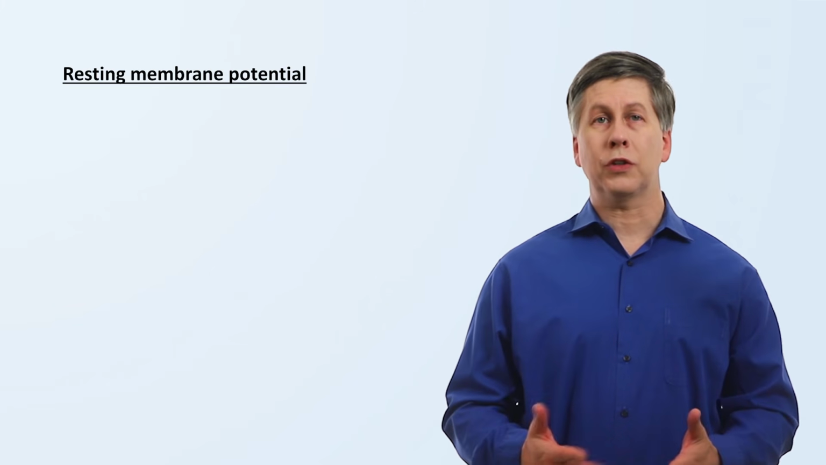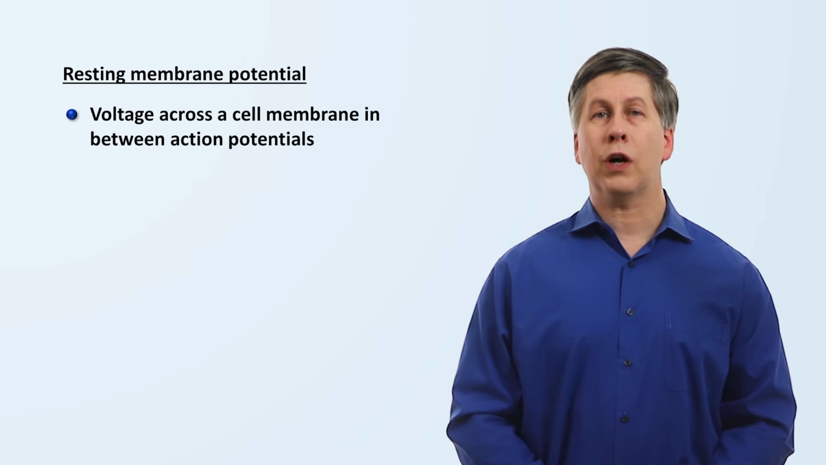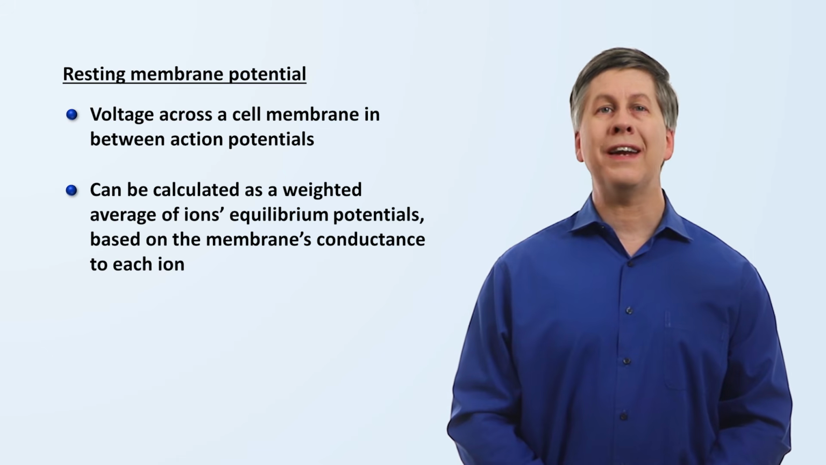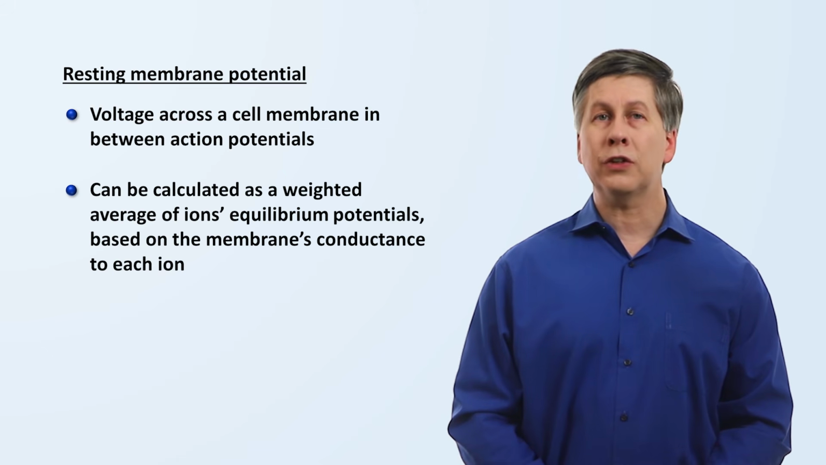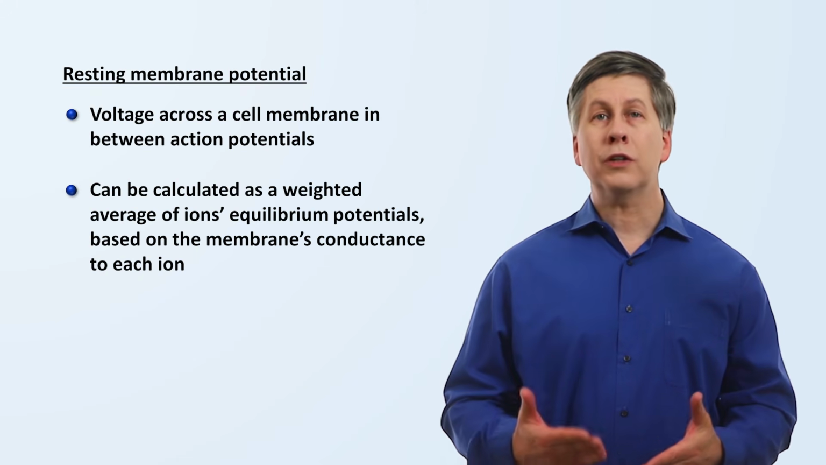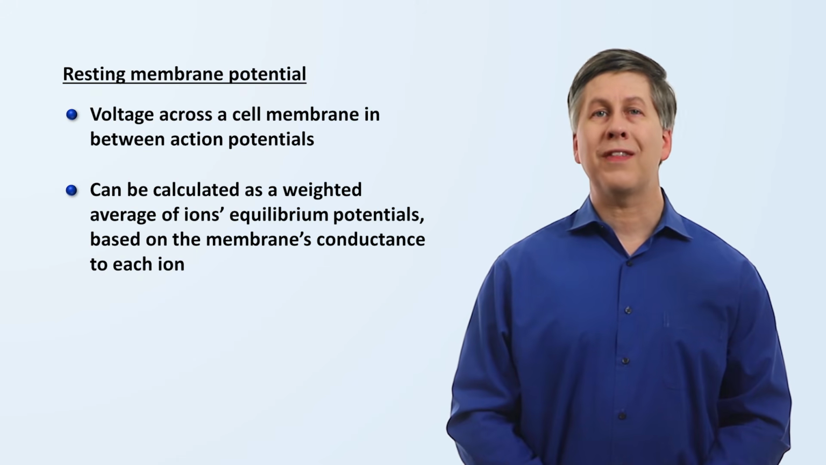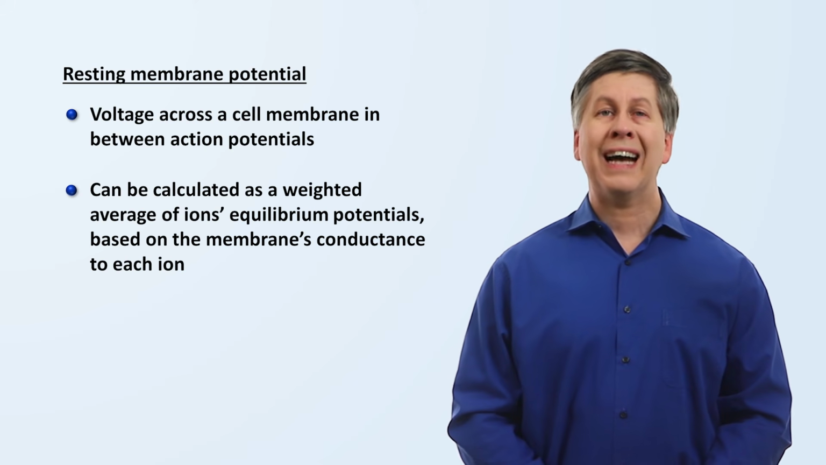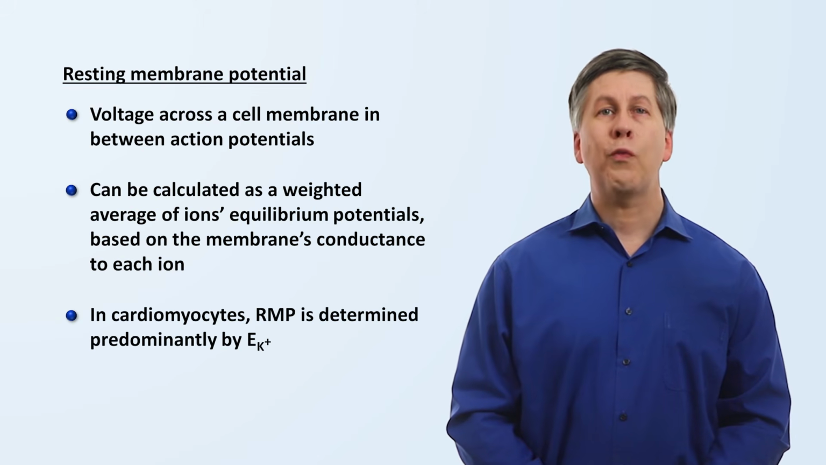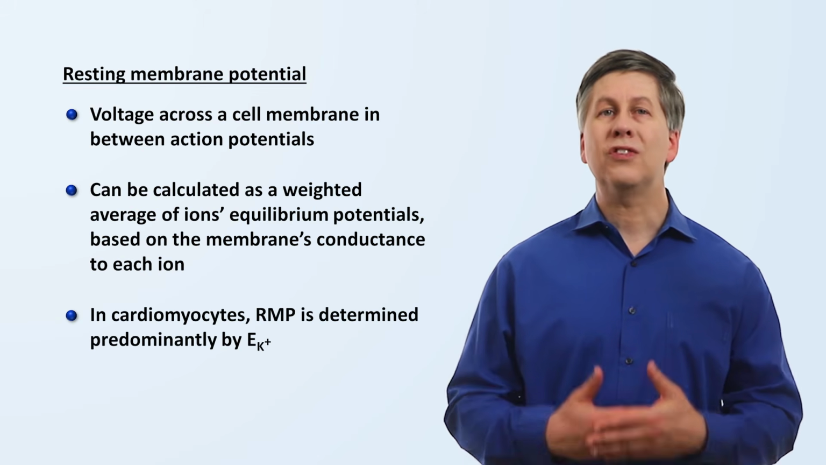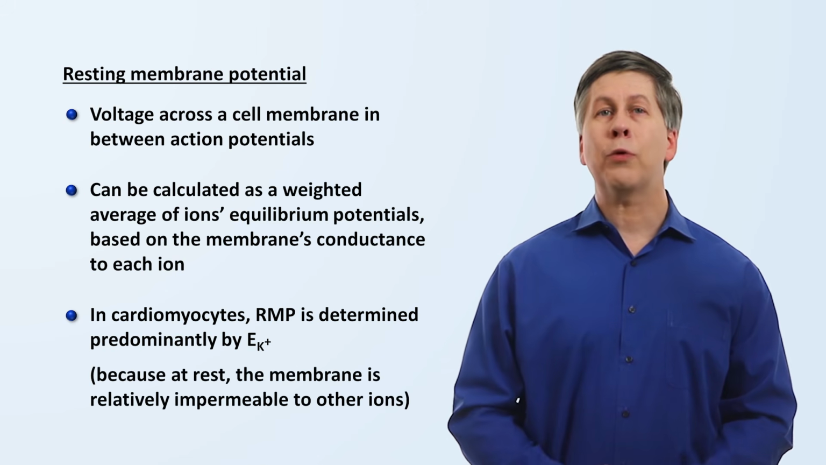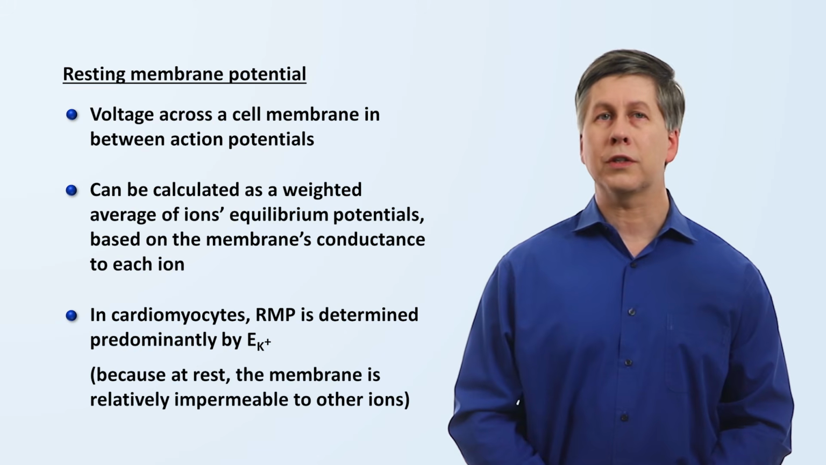The resting membrane potential is the actual voltage that exists across the cell membrane in between action potentials. It can be calculated as a weighted average of ions' equilibrium potentials based on the membrane's conductance to each ion. The greater the conductance for an ion, the more of an influence that ion's equilibrium potential has on the overall resting membrane potential. In cardiomyocytes, the resting membrane potential is determined predominantly by the equilibrium potential for potassium because when at rest, the membrane is relatively impermeable to other ions.